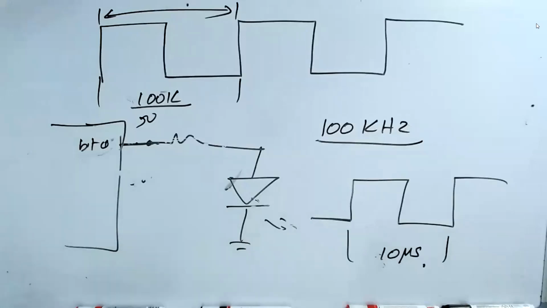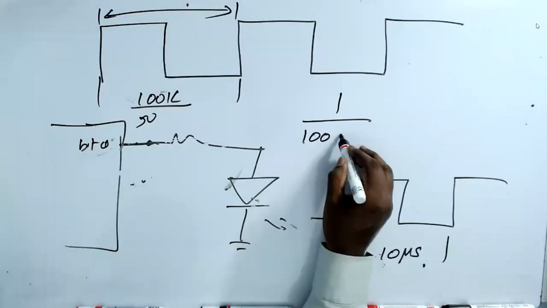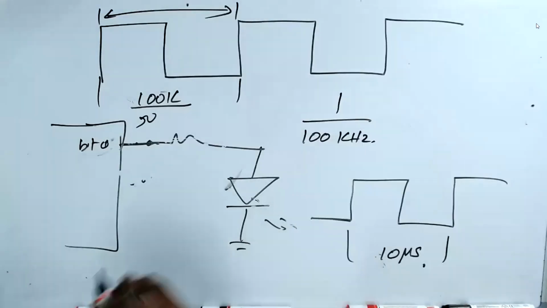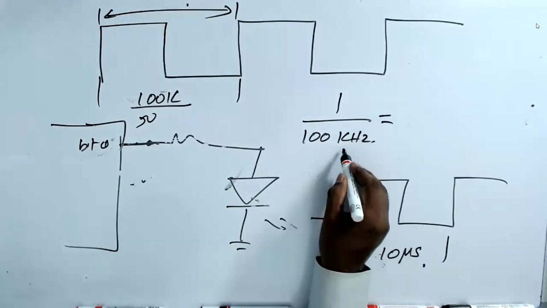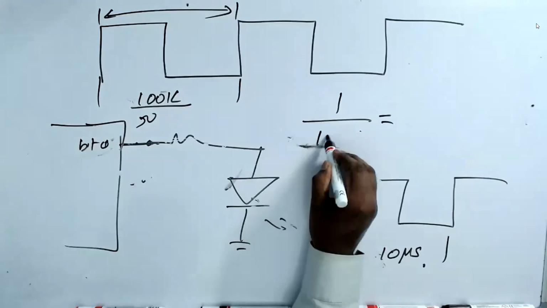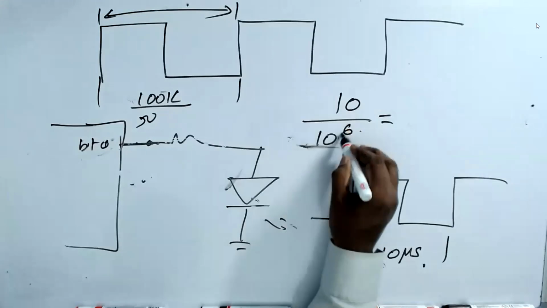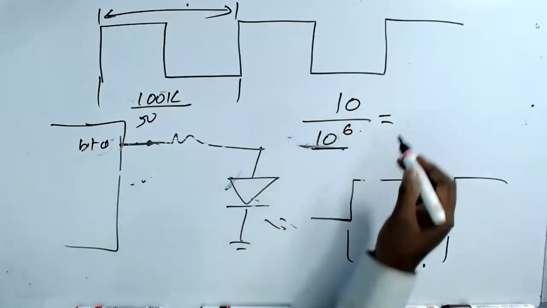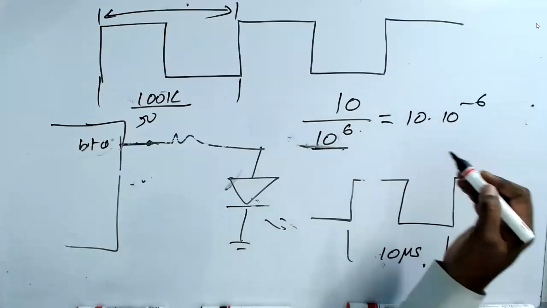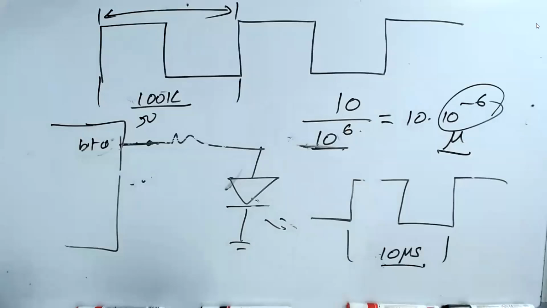It's quite simple. It's 1 by 100 kilohertz. Kilo is 10 power 3, so 100 kilohertz is 10 power 5. So 1 by 10 power 5 becomes 10 into 10 power minus 6. 10 power minus 6 is micro. That's why I've written microsecond. But you should do all the calculation within a fraction of a second.